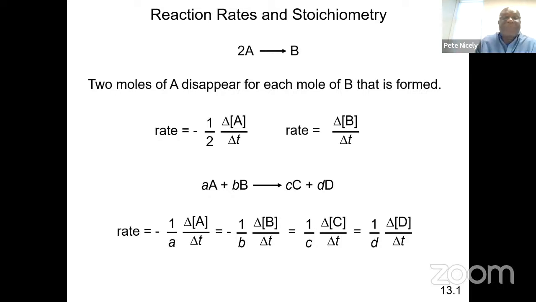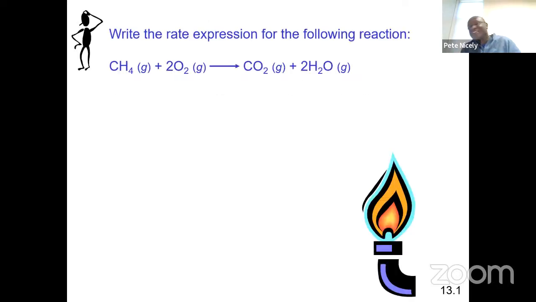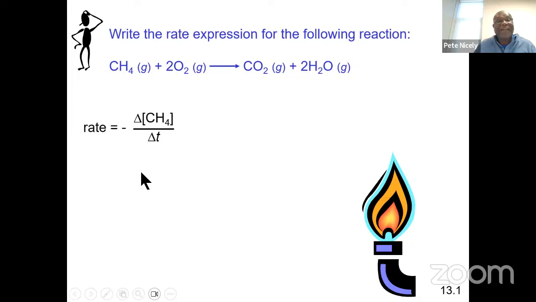So just to give an example, let's look at this question. It says, write the rate expression for the following reaction, and it gives you the balanced equation, right? So basically what they're asking for is something similar to what we just looked at. You'll notice that you have a coefficient of 1 here for methane, a coefficient of 2 here for oxygen, a coefficient of 1 here for carbon dioxide, and a coefficient of 2 here for water, all right? So basically, we can write this down.